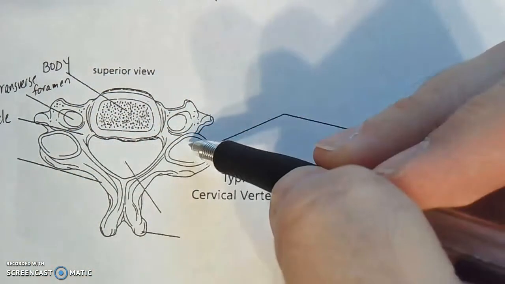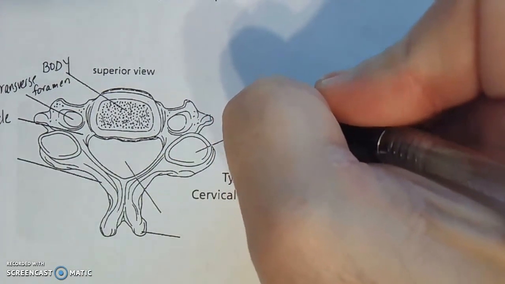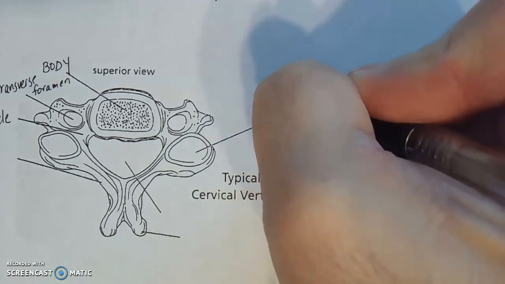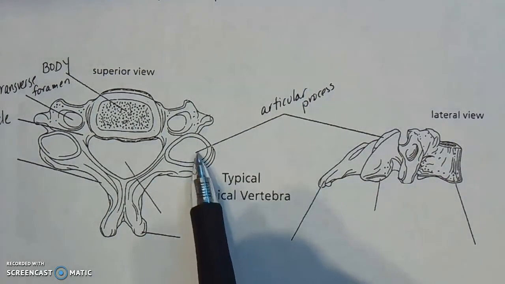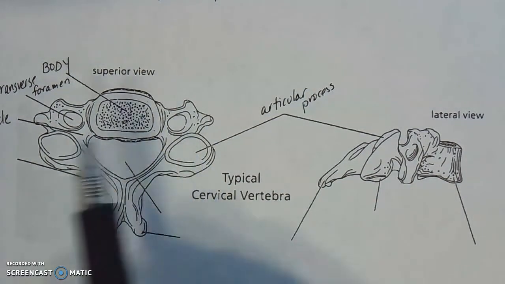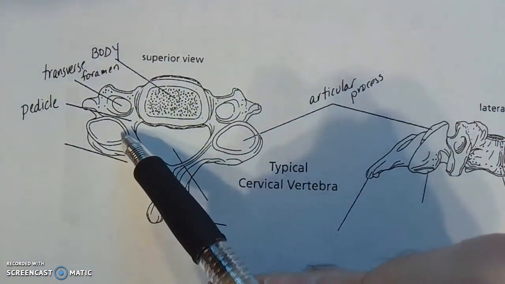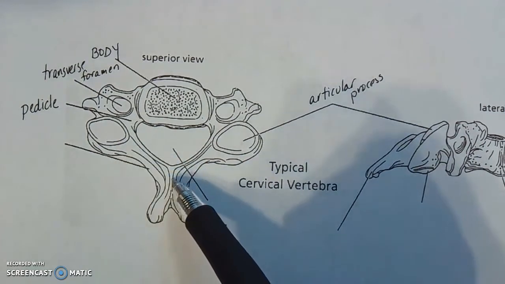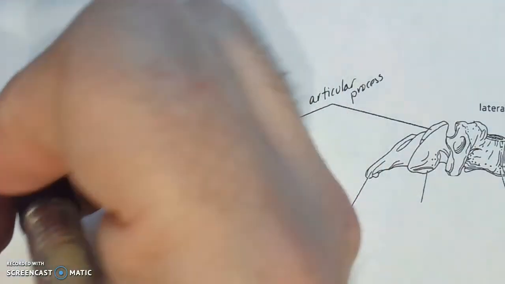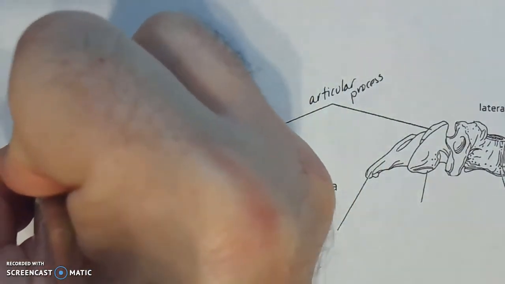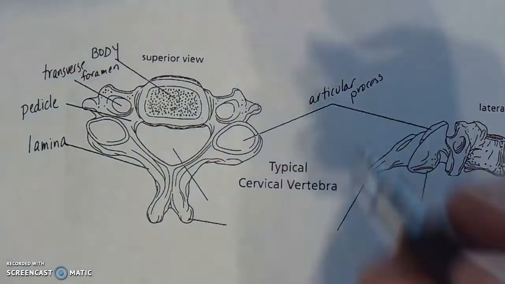On either side, we have this rounded surface. This is called the articular process. Articular because this is what butts up against the other vertebrae above and below it. So this is the articulation site with it. Then we have a part that comes down from the articular process, and this is called the lamina. And here is that bifid spinous process.